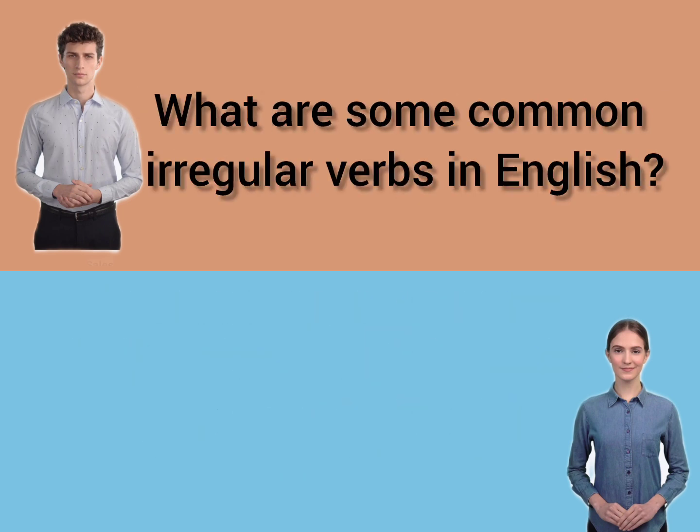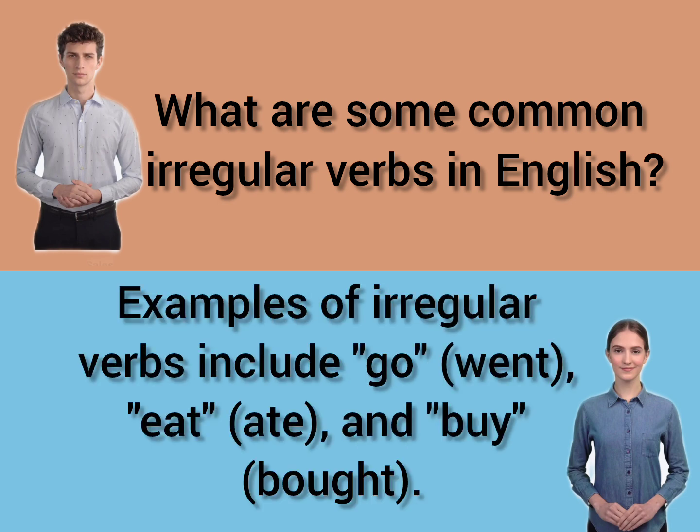What are some common irregular verbs in English? Examples of irregular verbs include go, went, eat, ate, and buy, bought.